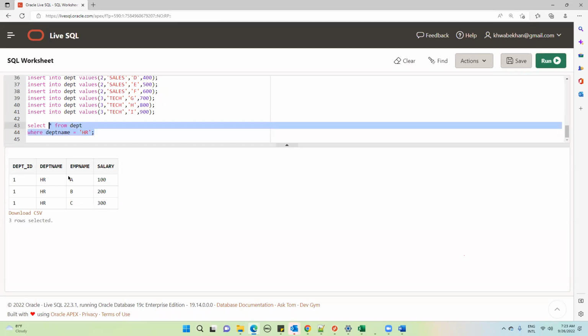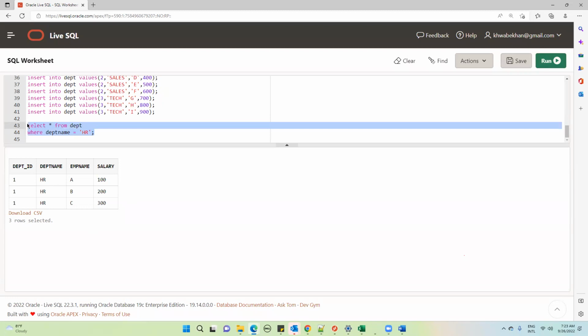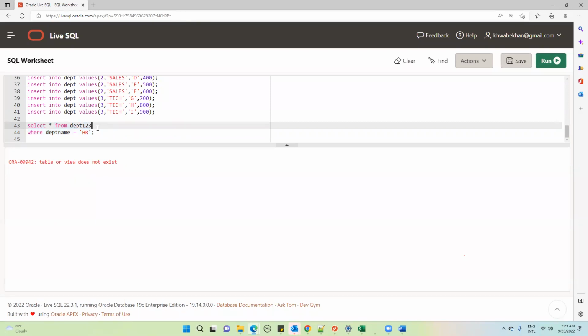First of all, when you execute any query, the engine will check whether this table exists or not. Suppose I have written department 1, 2, 3. Do we have a table with the name department 1, 2, 3? No. So when I execute this, your engine will check whether it is there or not. It will tell you the table or view does not exist. So it checks whether the data from the table you are looking for exists or not.